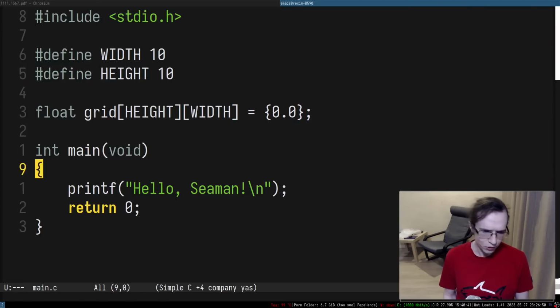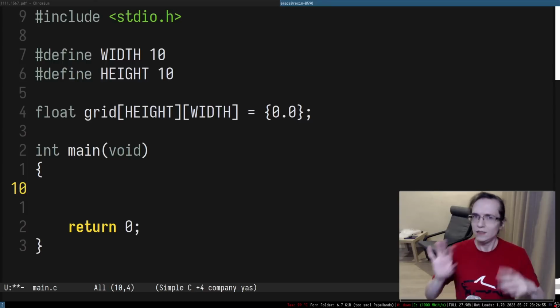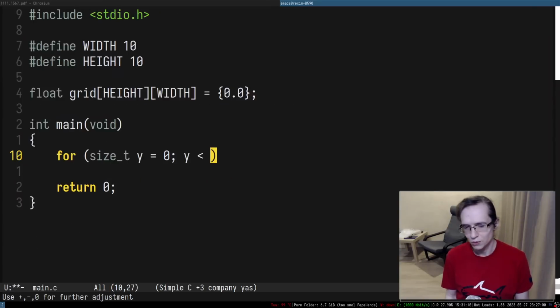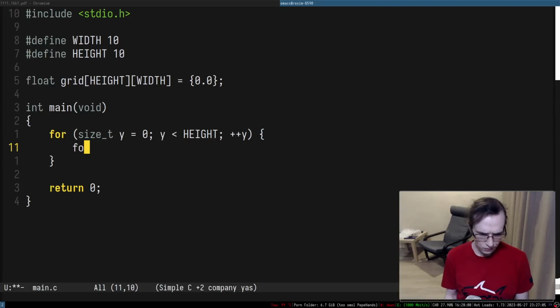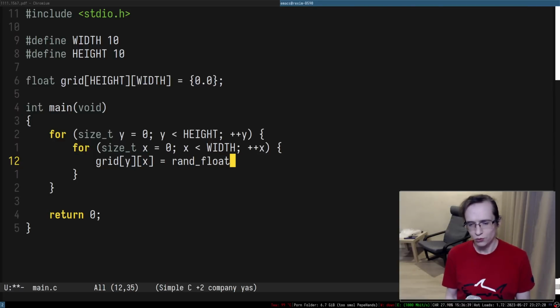One of the things we probably want to do is initialize this grid with random bullshit. So let's iterate by y, this is going to be y, iterating height plus y, size_t x, it's going to be less than width, and essentially I want a random float from 0 to 1.